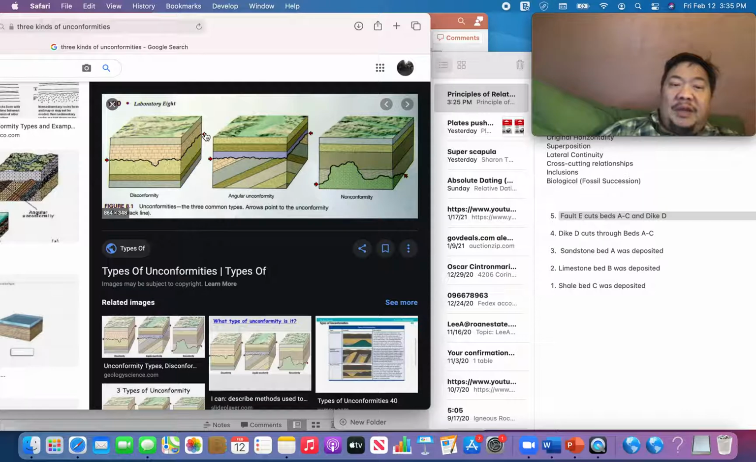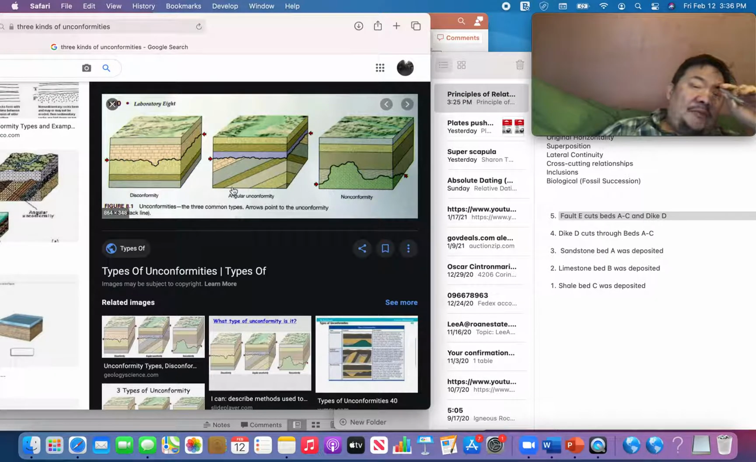A disconformity is an unconformity where you have sedimentary beds above and below the unconformity surface, and they are dipping in the same direction. Dipping means tilting. Here you can see 3 sedimentary beds, and on top of that, 2 other sedimentary beds. They're all dipping in the same direction, so we call this a disconformity.